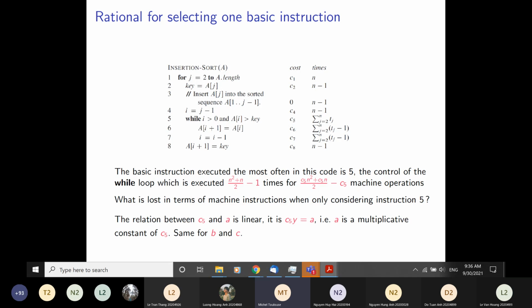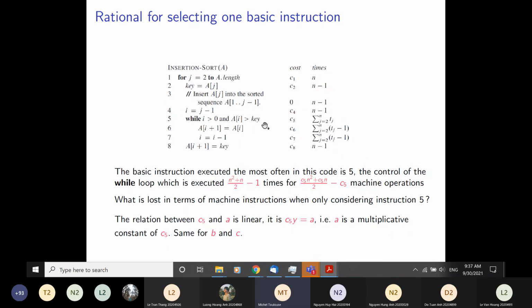So their binary code, the hardware code, is relatively simple. The number of machine instructions for each of these pseudocode instructions is relatively small, okay? So we can consider that each of them is simple. So now I need to figure out which one is executed the most often.